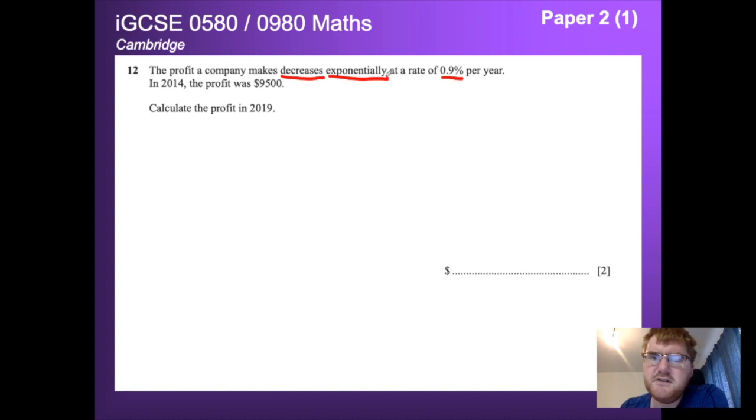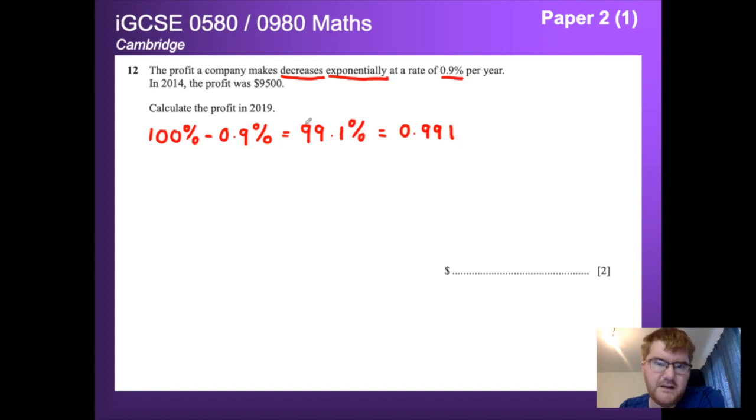Notice we've got this decreasing exponentially, so we need to find out the multiplier. We take 100% and minus the 0.9%. That's what it's going down with each time, and this gives us 99.1%. We can write this as a decimal, 0.991, just by dividing by 100. This is what we call our multiplier, which is very helpful.